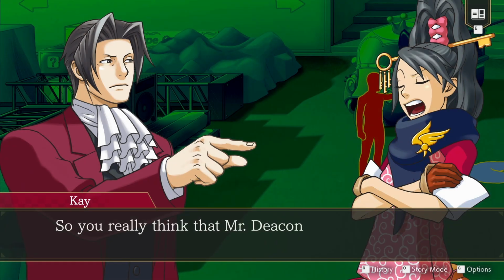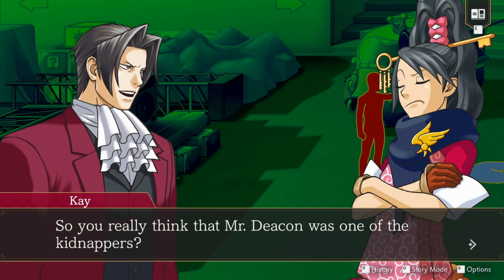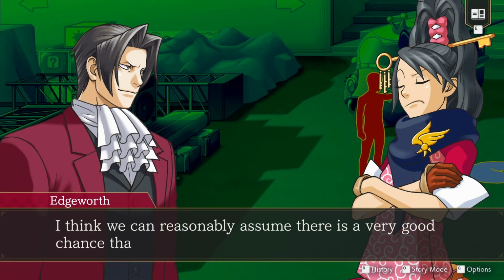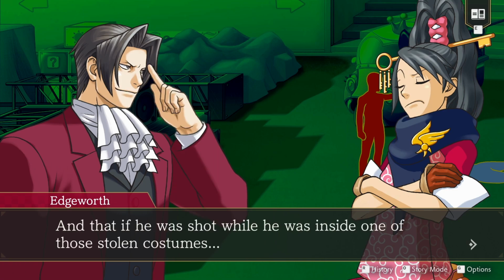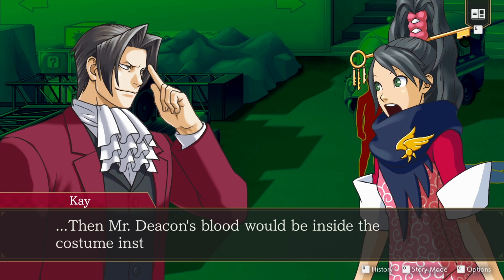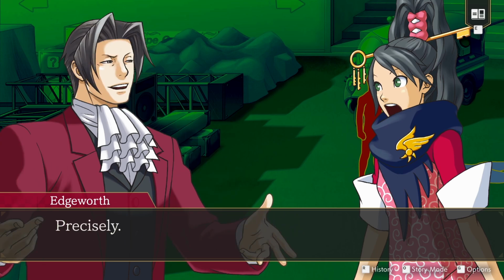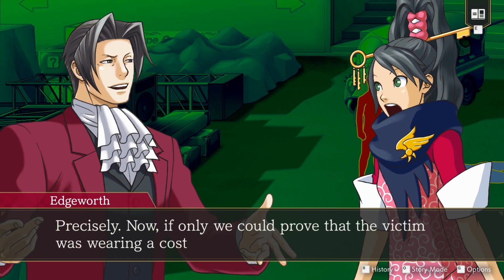So you really think that Mr. Deacon was one of the kidnappers? I think we can reasonably assume there's a very good chance that he was. And that if he was shot while he was inside one of those stolen costumes, then Mr. Deacon's blood would be inside the costume instead of on the ground. Precisely. Now, if only we could prove that the victim was wearing a costume.